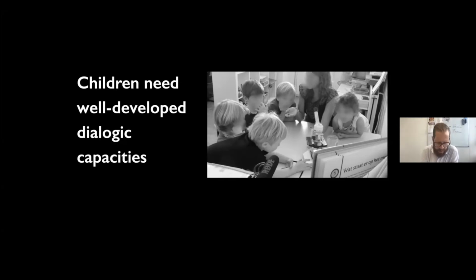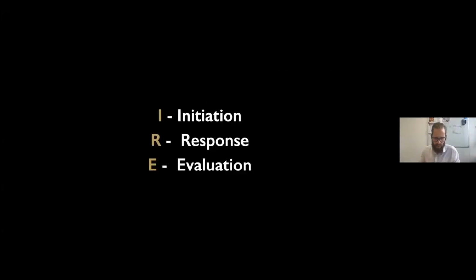What we see also internationally is the dominance of an initiation-response-evaluation sequence. This is a well-studied interaction sequence in the literature. This sequence always starts with an initiation by the teacher, and often this is a closed question. This initiation is then followed by a short response of one or more students, after which this response is evaluated in terms of right or wrong. So this is what we see in many classrooms internationally.